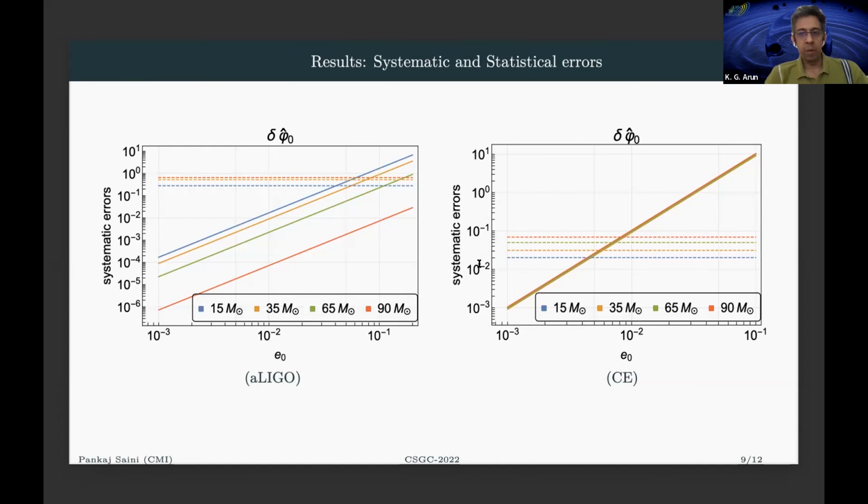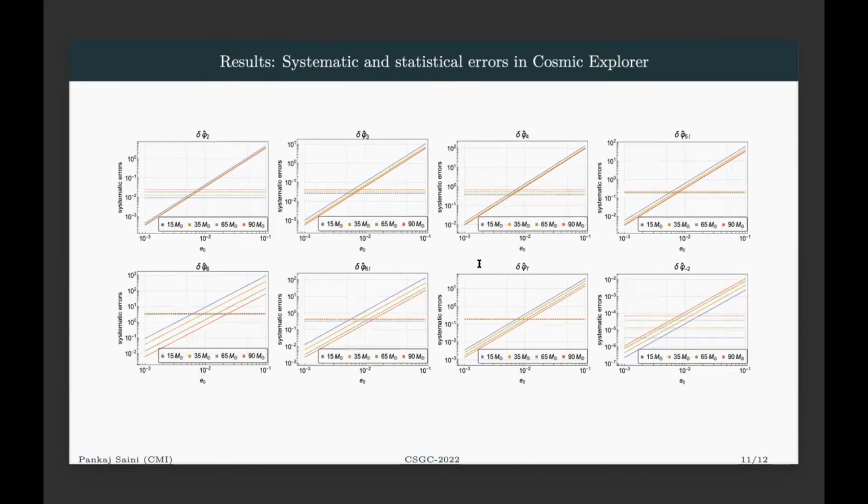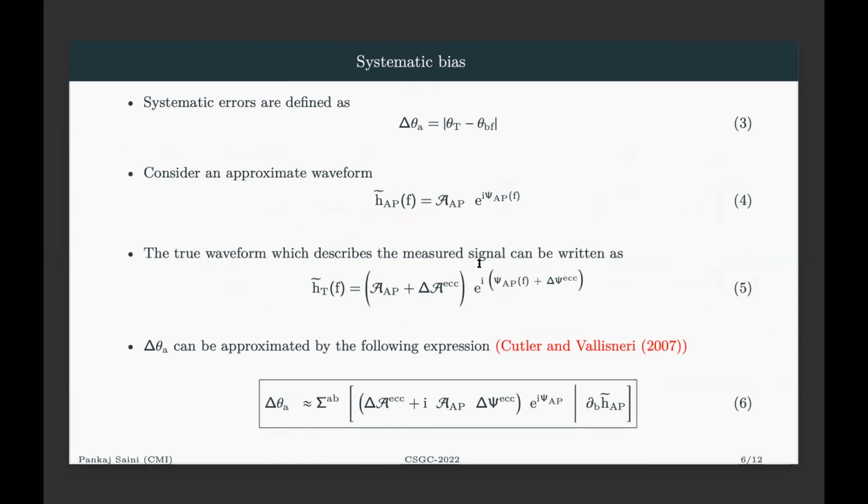Okay, Pankaj, maybe the last question from Aditya is about quantifying the SNR dependence of your result. Does the systematic bias depend upon the SNR or not? Okay, so if you go to this expression, equation 6 describes the systematic errors. Sigma AB is the covariance matrix. This covariance matrix goes as 1 over SNR squared, and this inner product on the right hand side is proportional to SNR squared. So this cancels out this factor, and these systematic errors are independent of the SNR.